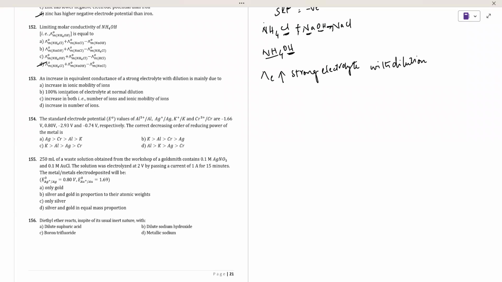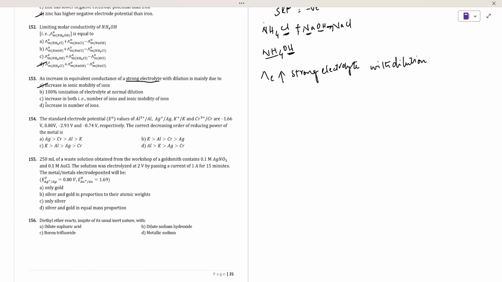It increases due to an increase in the ionic mobility of ions, 100% ionization of electrolyte at normal dilution, an increase in both the number of ions and ionic mobility of ions, or an increase in the number of ions. So from this I am clear that option A only is correct. Why option A only is correct, I will explain by going through each of the incorrect options. So option D, increase in the number of ions. When we are talking about a strong electrolyte, at any given concentration, a strong electrolyte will undergo complete dissociation. Even if you increase the dilution, there won't be a change in the number of ions.